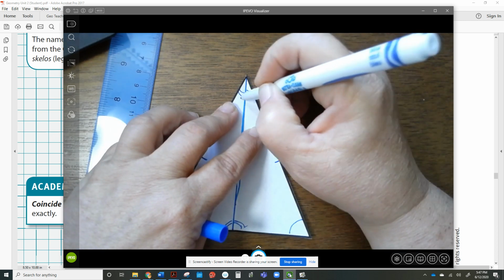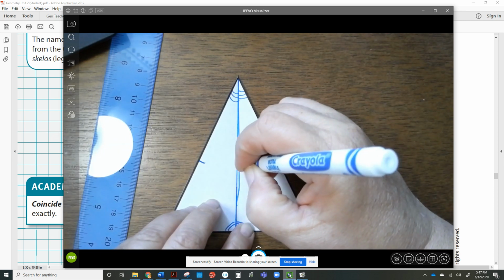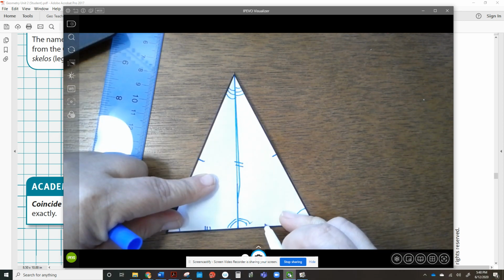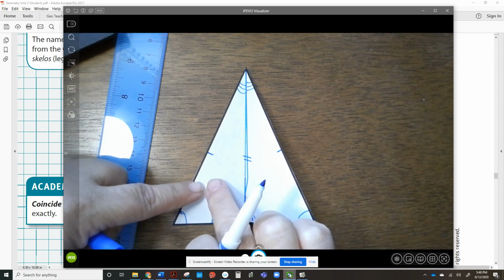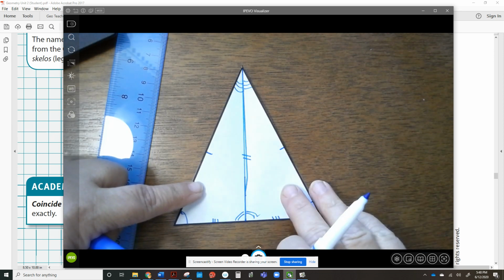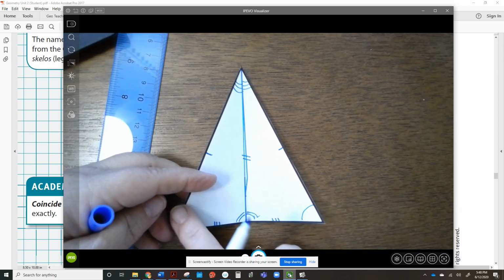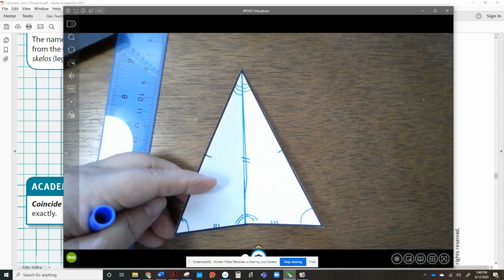I need to put 3 marks. And that means that this one right here is congruent to itself. And then that means that these two right here are congruent. So the fact that we've got two images that are exactly the same, they're just mirror images of each other, all of the corresponding parts are congruent. All right.